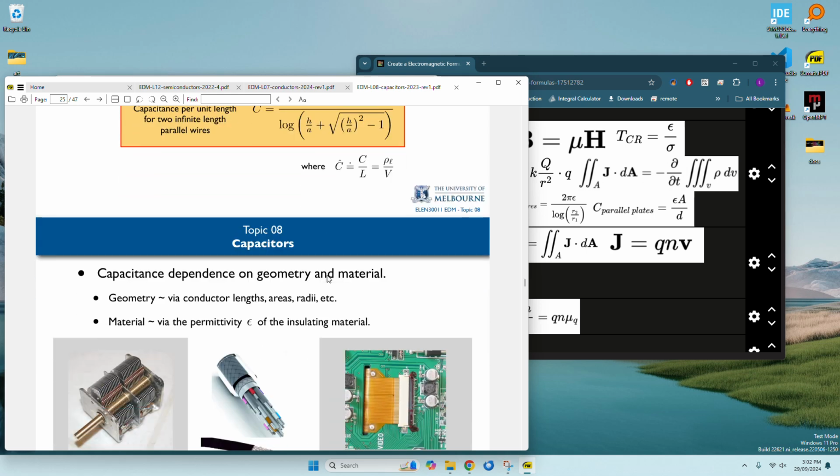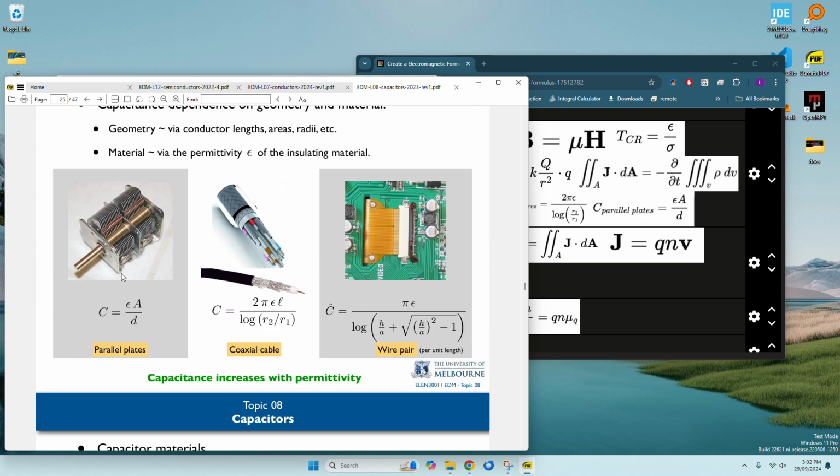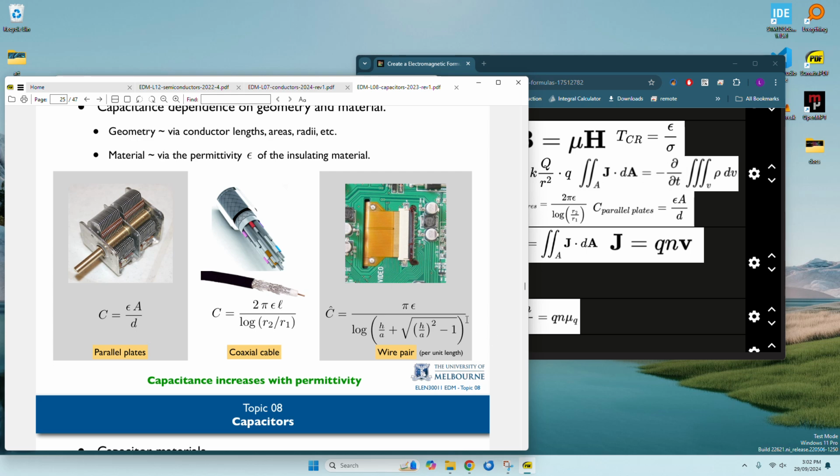Here it is. Here we go. So for parallel plates, that's like a really old style capacitor. That's really cool. Always think about that. That's the easiest one. Then you've got coaxial cables, which are kind of a pain, and then wire pairs, which is even more of a pain, but that's the one you use all the time, I suppose.